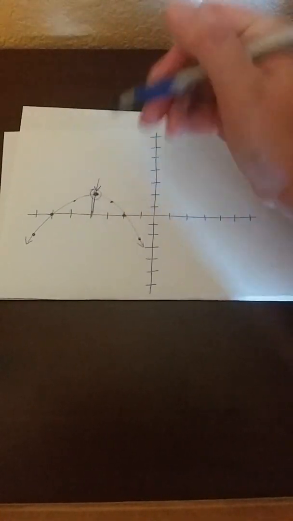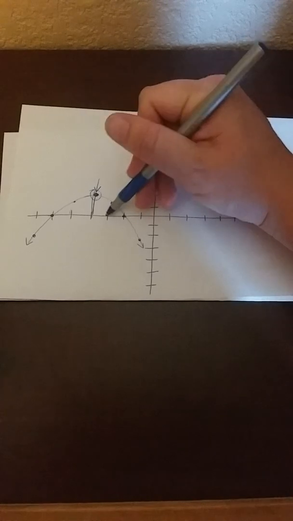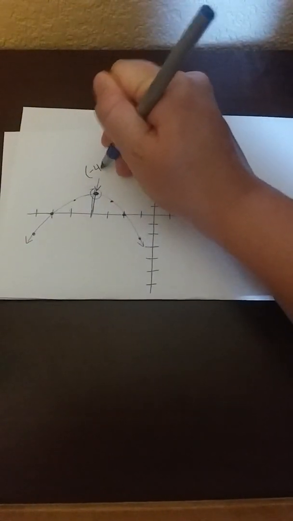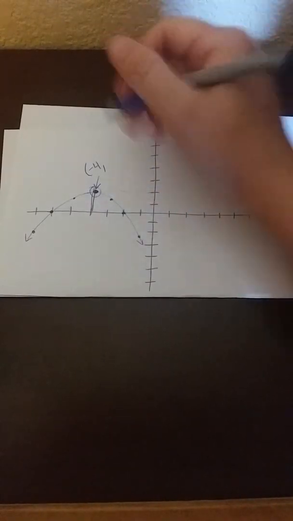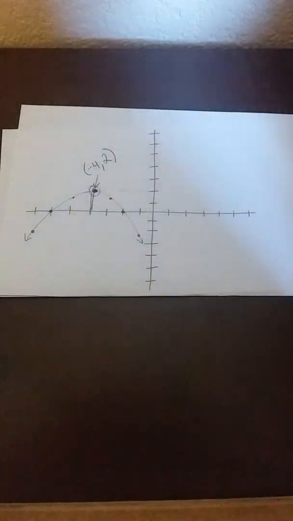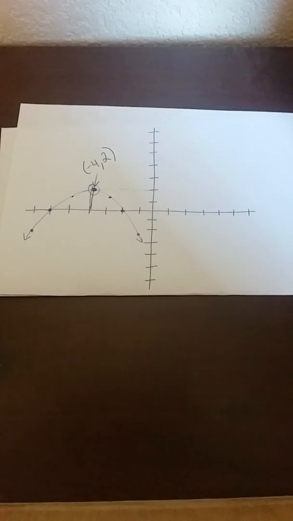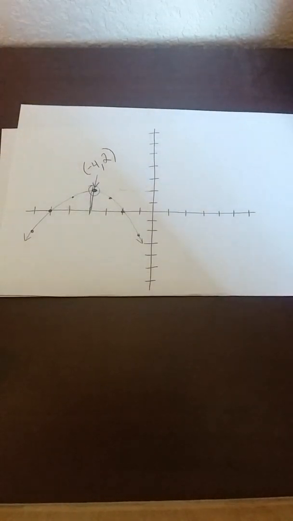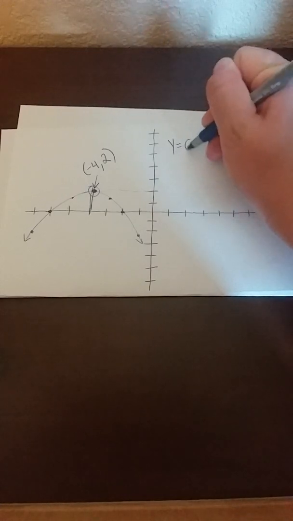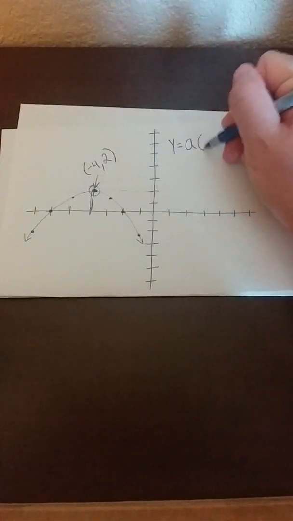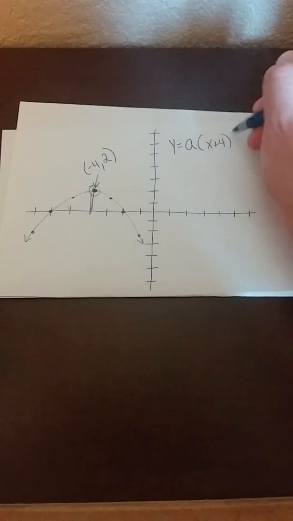And that vertex is at negative 4, positive 2. That's my vertex. I'm going to use that, and I'm going to write my function using a for my dilation. So this is y equals a times the quantity x plus 4 squared.